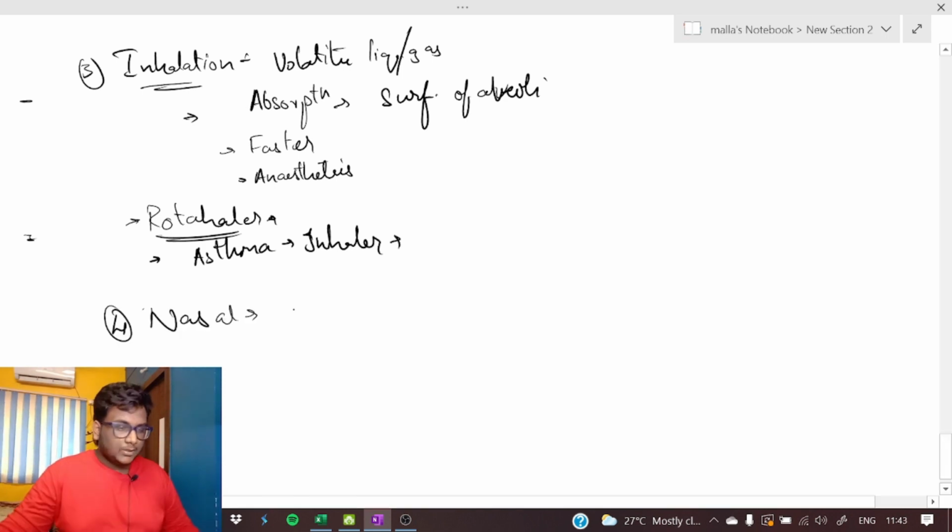Nasal we use mainly in nebulizers. It bypasses first pass metabolism and crosses the blood-brain barrier also very easily.